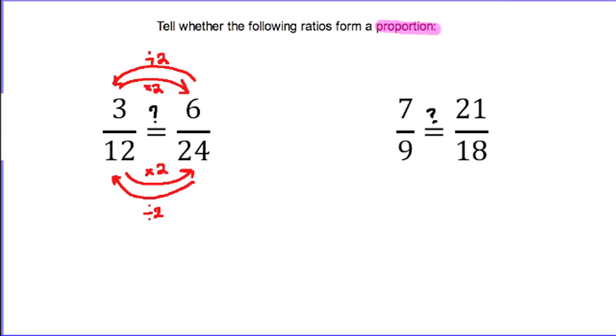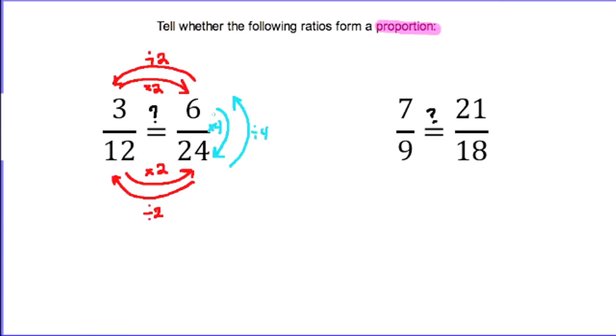The second pattern we can look for is the pattern within a ratio. For this case, I'm going to look at the top number to the bottom number. If I do that, I can see that for 6 to 24, there's a pattern of times 4. Likewise, if I wanted to work backwards, divide by 4. 24 divided by 4 is 6.